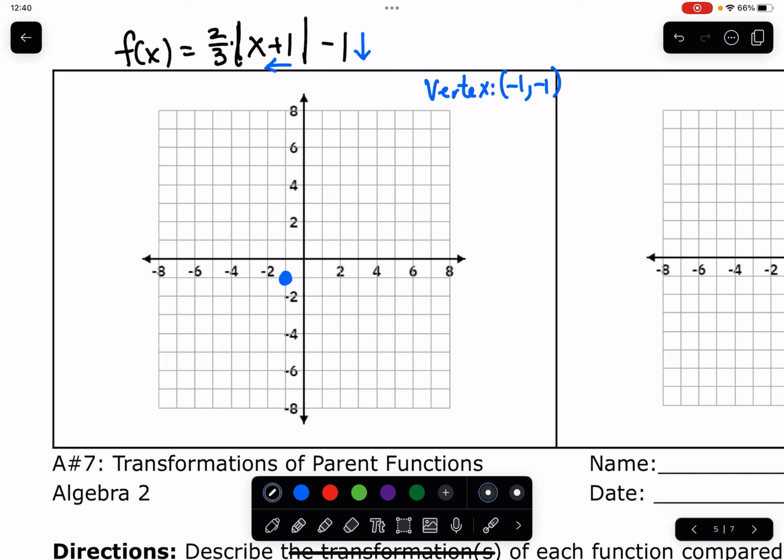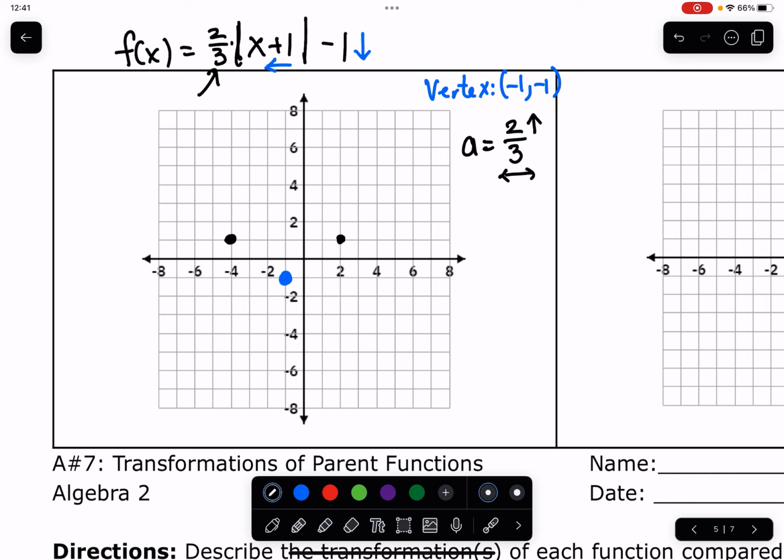Now the value of A is this number here, A equals 2 over 3. Well, we can't go up 2/3 of a unit and 1 over. So because this is a fraction, we use the top number as the rise and the bottom number as the run. Remember, we're drawing a V, so this is going to look symmetrical. We go up 2 units from the center, and then 3 units to the right, and 3 units to the left.